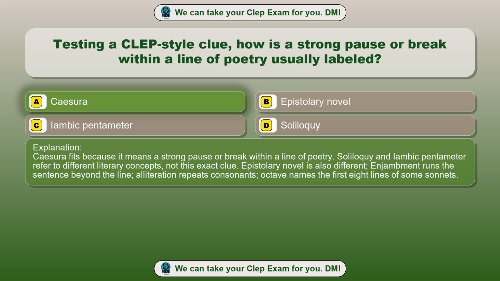Caesura fits because it means a strong pause or break within a line of poetry. Soliloquy and iambic pentameter refer to different literary concepts, not this exact clue. Epistolary novel is also different. Enjambment runs the sentence beyond the line. Alliteration repeats consonants. Octave names the first 8 lines of some sonnets.